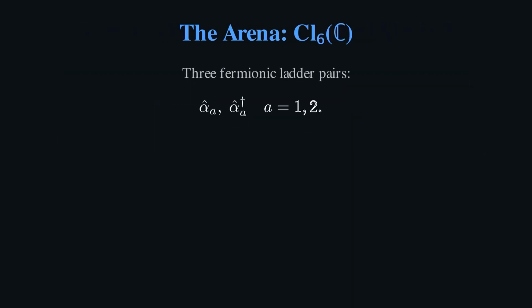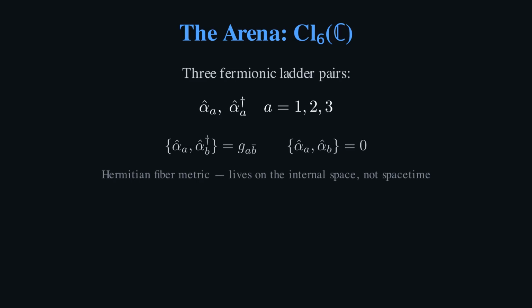The construction starts with the complex Clifford algebra CL6 of C, generated by three pairs of fermionic ladder operators, alpha hat sub A and alpha hat dagger sub A, for A running from 1 to 3. These satisfy the canonical anti-commutation relations with a Hermitian fiber metric. Critically, this is a metric on the internal fiber space, not on spacetime.